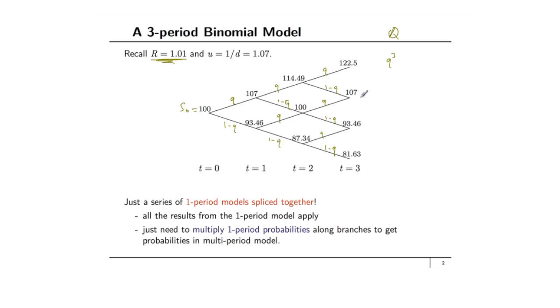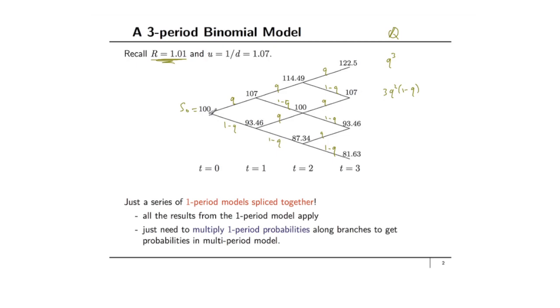Well, in this case, it's actually going to be 3 times q squared times 1 minus q. Now, how do I know that? Well, let's think about it. There are actually 3 ways to get to 107.